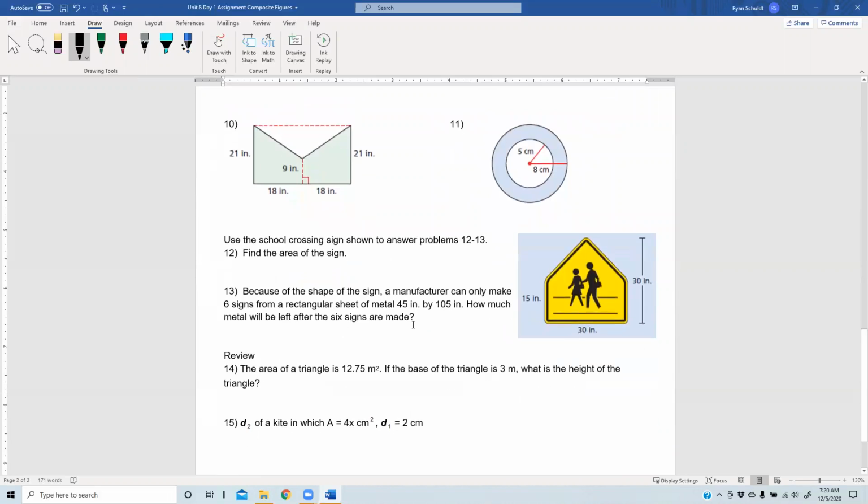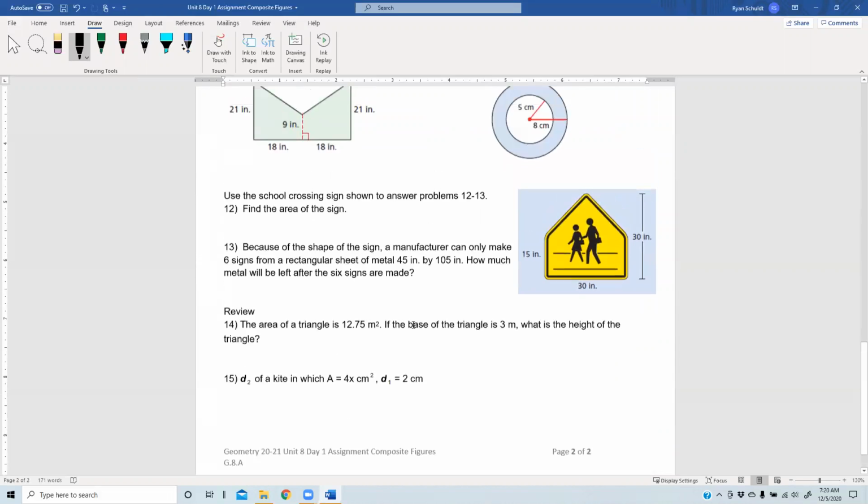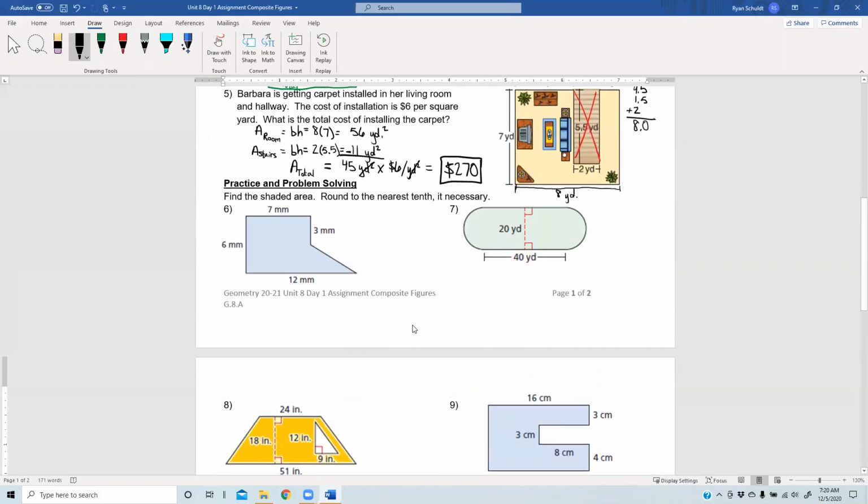Let's see. There are 2 hints I want to give here before you begin. First one, break number 7 into a rectangle and 2 half circles. So you'll have this rectangle, and then you'll have a half circle here and a half circle there. That's the first hint. And then that's what you'd use to find area.